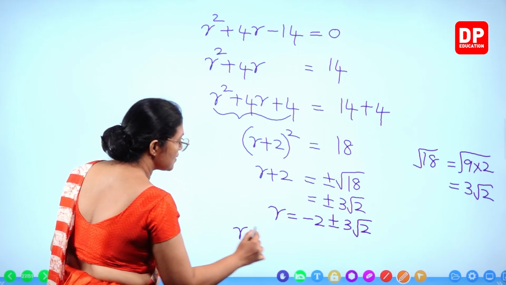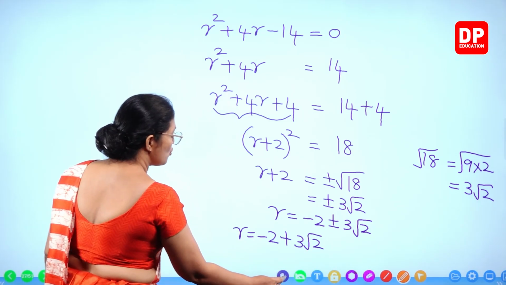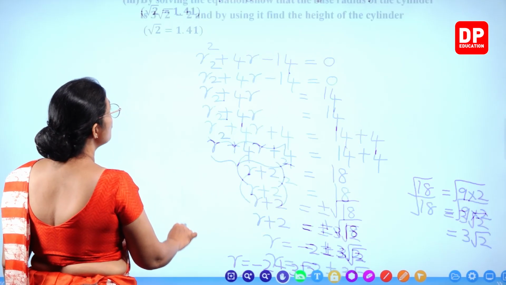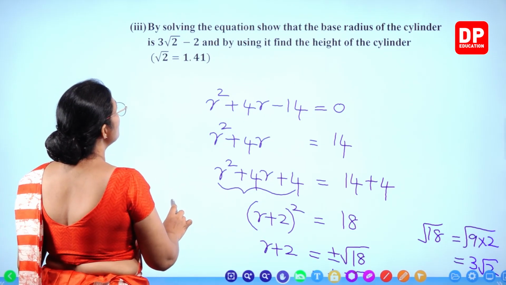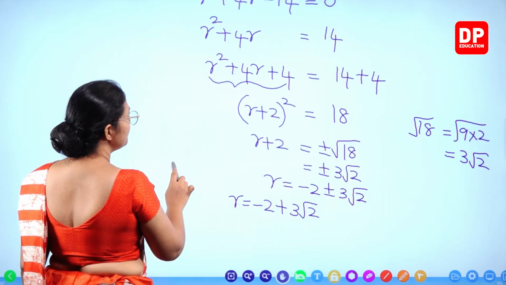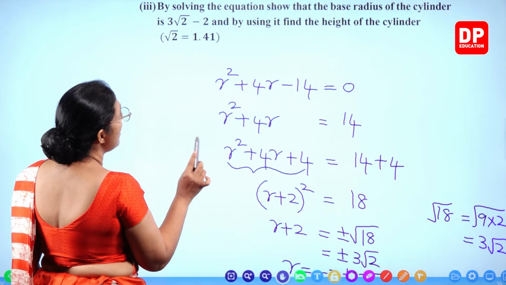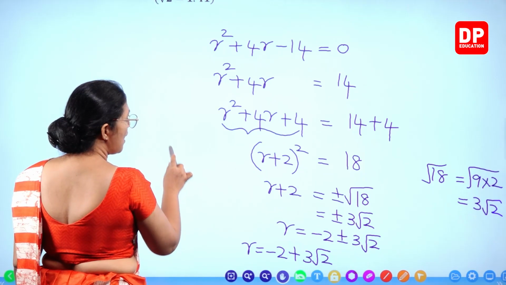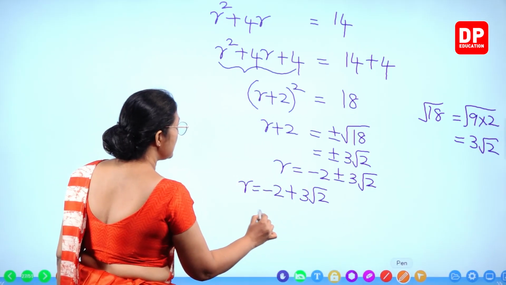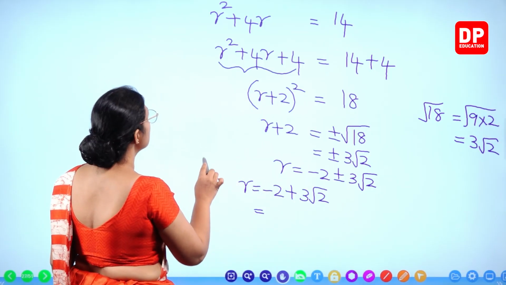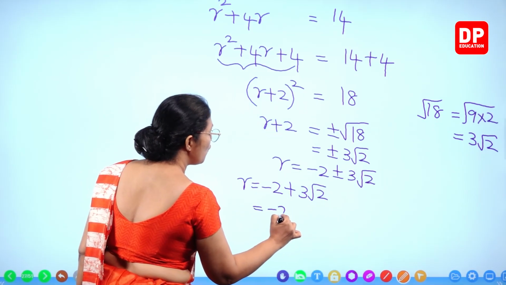What is the positive answer? Minus 2 plus 3 root 2. So the radius becomes minus 2 plus 3 root 2. So this is same as 3 root 2 minus 2. Then what they ask? By using it, find the height of the cylinder. So what is the radius now? By taking root 2 as 1.41, let's substitute 1.41 there.